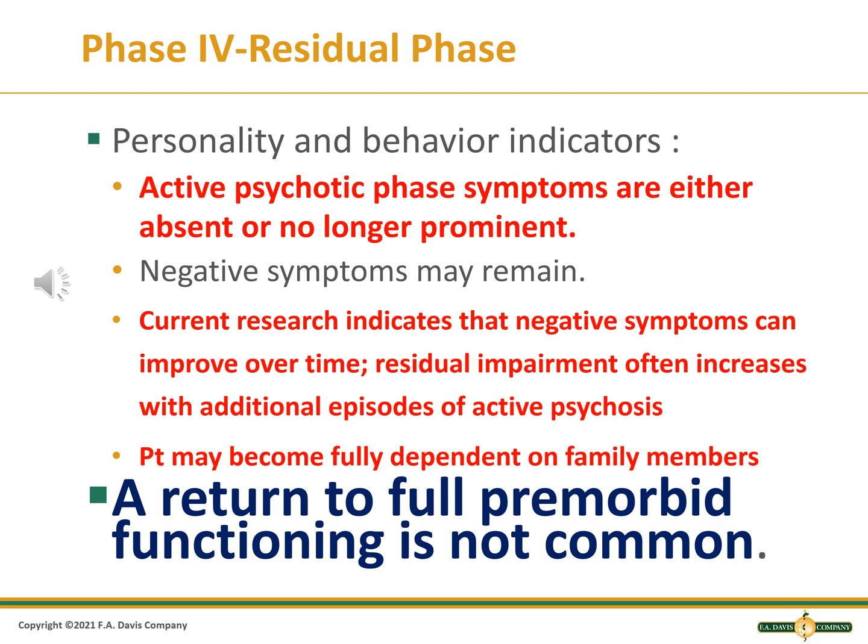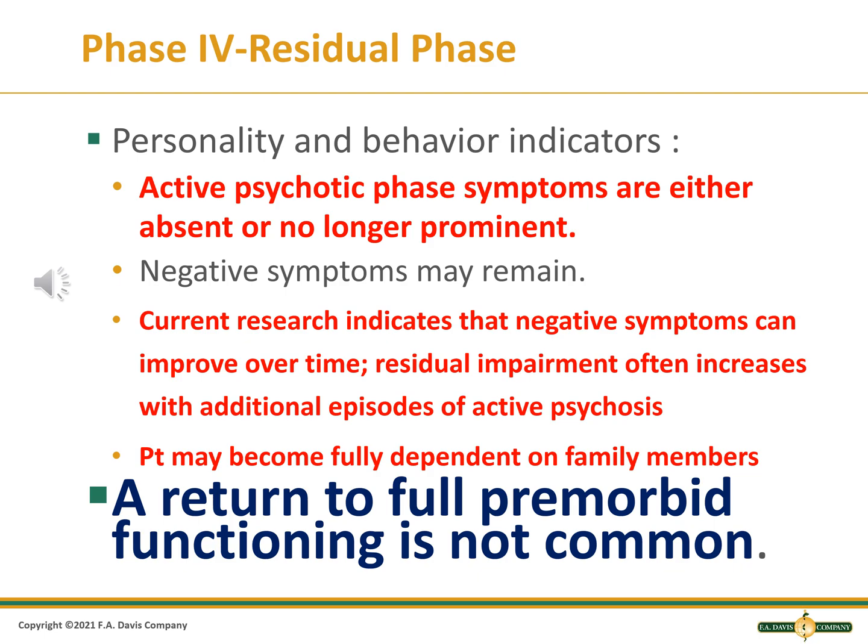Good job if you were able to recall them. The 4th phase is the residual phase. This is a period of remission, which usually follows an active psychotic phase. Positive symptoms, like delusions and hallucinations, may be improved, but negative symptoms like flat affect and inertia may remain. Residual impairment often increases between episodes of active psychosis.